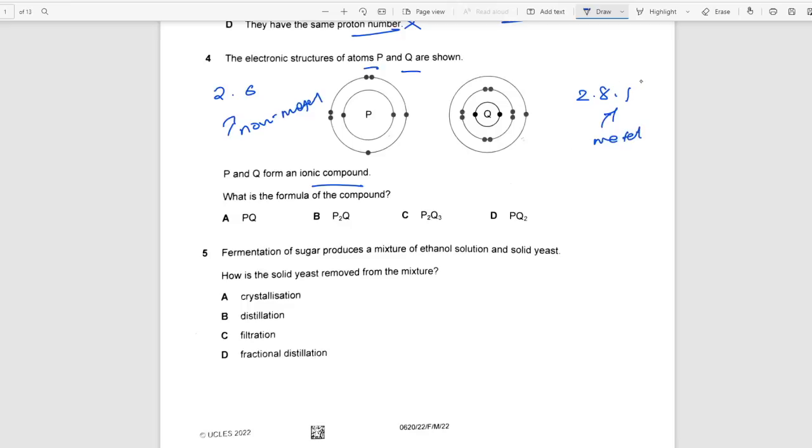I know why it's a metal, because of the last number. It's 1, meaning it's in group 1. Here it's in group 6. So it's telling us what is the formula. This is quite simple. This one has a charge of 2 negative, because to become an octet state it has to gain 2, and Q has to lose 1 electron, hence positive 1. So therefore the formula would be PQ2, because one electron will be transferred here, and one there. So the answer should be D.